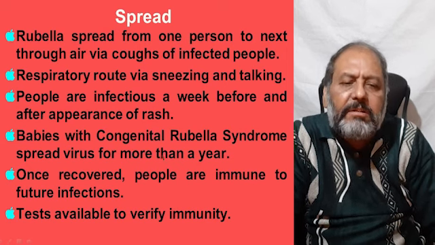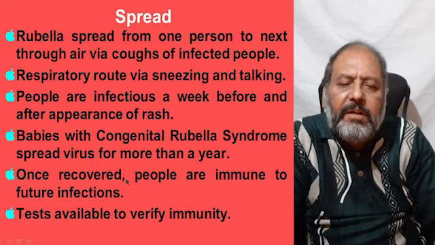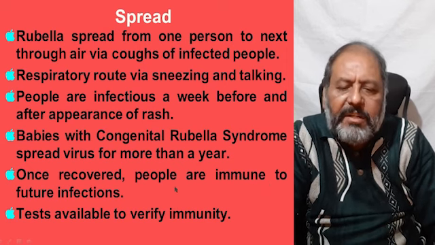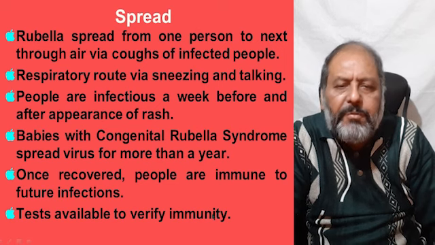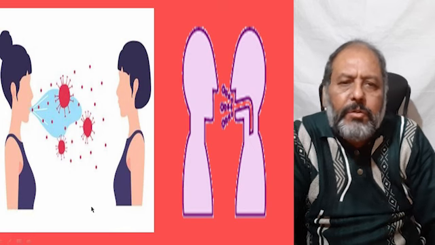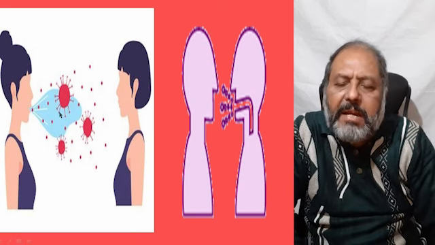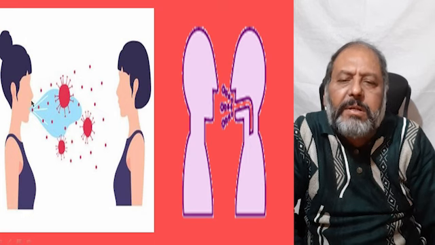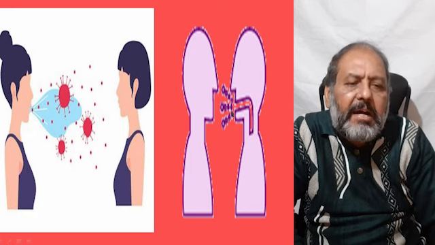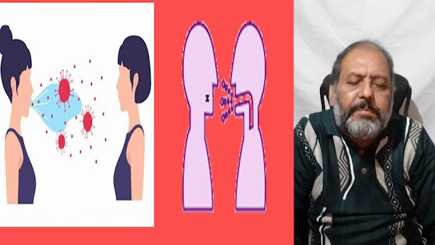Babies with congenital rubella syndrome spread the virus for more than a year. Once recovered, people are immune to future infections, and a test is available to verify a person's immunity by the antibodies in his or her blood. Here one can see the cough, sneezing and talking that spread the virus from this infected person to the non-infected person. Similarly, this infected person is also spreading it via the respiratory route to another susceptible person.